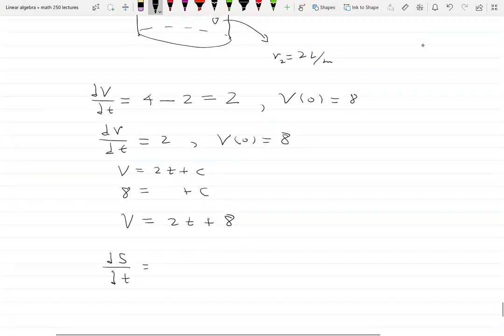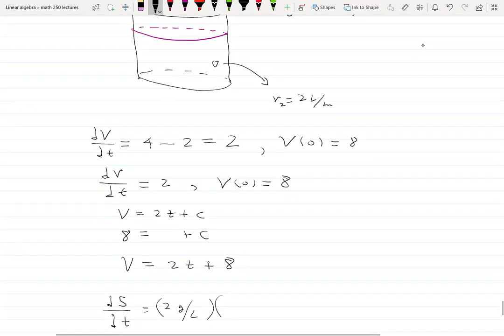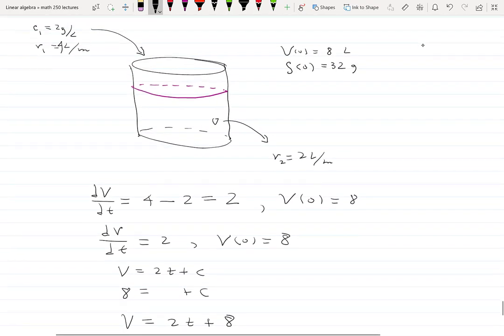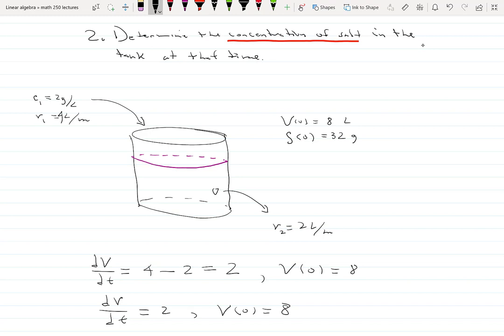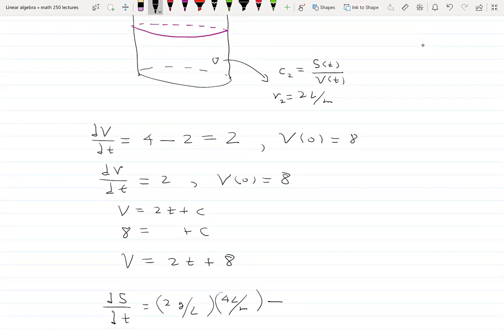Well, salt is entering at 2 grams per liter at a rate of 4 liters per minute, and exiting is, well, what's the concentration? C2, the concentration leaving. The concentration is the amount of salt in the tank, which is variable now, divided by the volume of the tank, which is also variable. So the concentration leaving is S of t grams per V of t liters, times the rate at which liquid is leaving, 2 liters per minute.